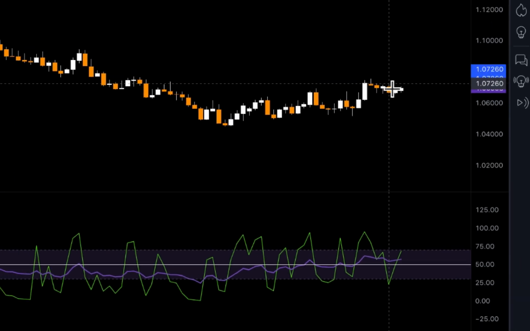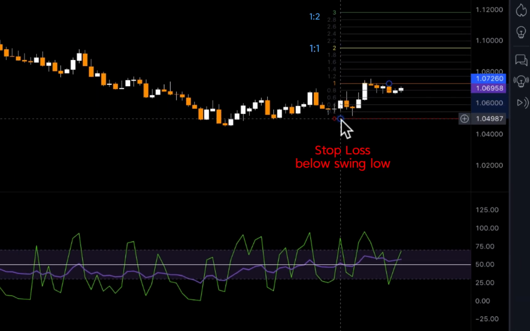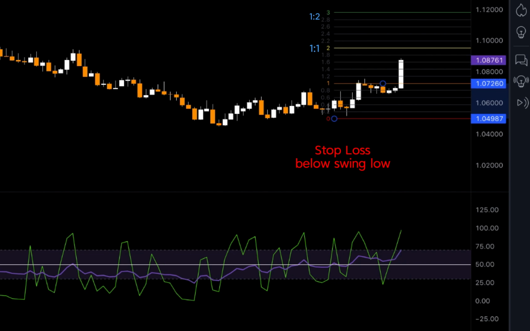As always, set your stop entry order just beyond the signal bar, targeting 1-to-1 to move to break even, and then 1-to-2 to take your profit.